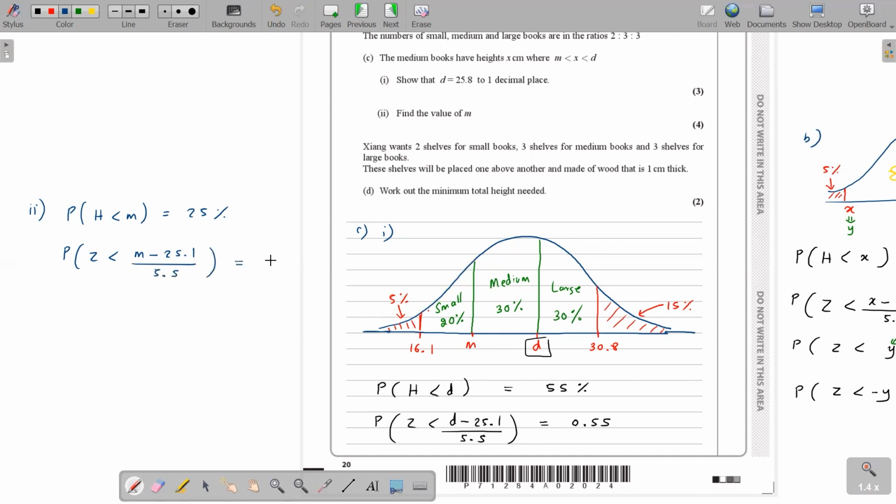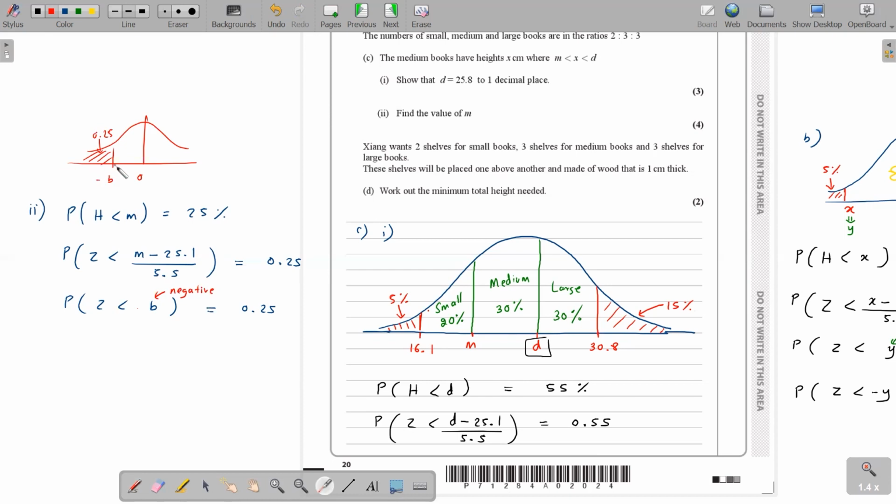So probability z less than m minus 25.1 over our standard deviation 5.5 equals 25%, 0.25. Let me say that z less than b. Let's take this as b. And what do we have to say about this b? When the area behind you is 0.25, is it a positive b or a negative b in the standard normal graph? In the standard normal graph, this is 0. So if the area less than b is to be 0.25, it's an area that's less than half. That means b is definitely not positive, b is definitely negative.